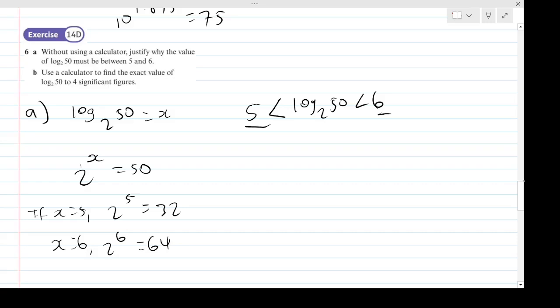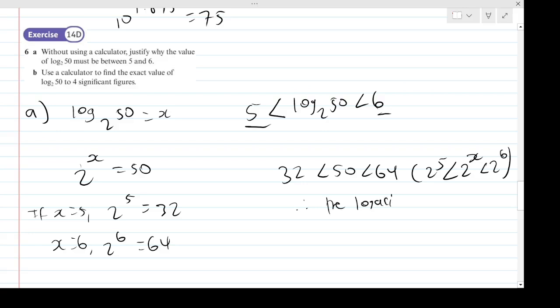I guess as a written explanation, I note that 2 to the 5 is less than 50. Well, 2 to the 5 is equal to 32. So 32 is less than 50, which is less than 64. Because 2 to the 5 is less than 2 to the x, and x is between 2 to the 5 and 2 to the 6, therefore the logarithm must be between 5 and 6. Hopefully that makes sense. I've just written in words what I went over there.